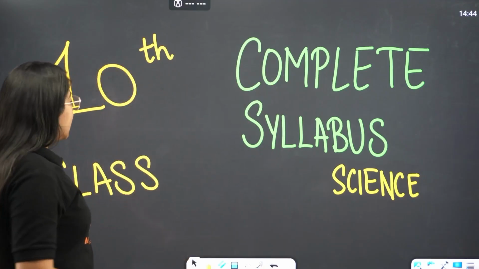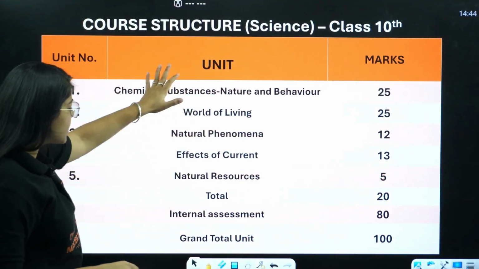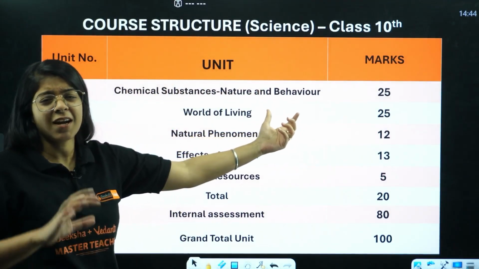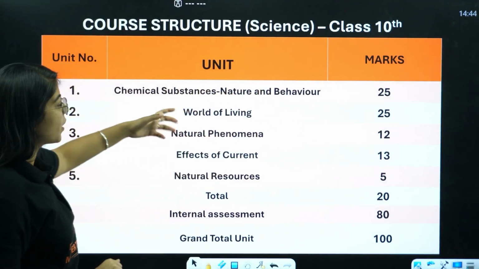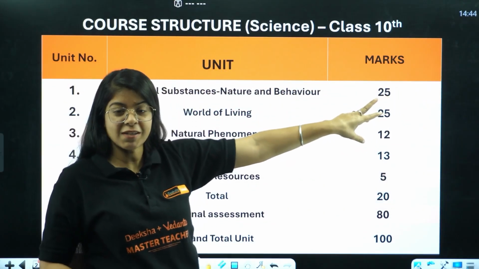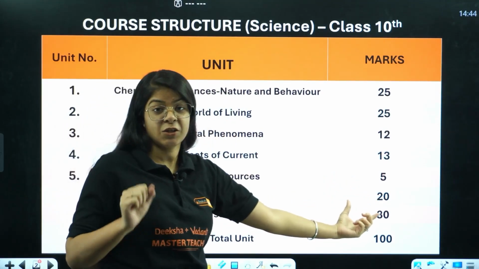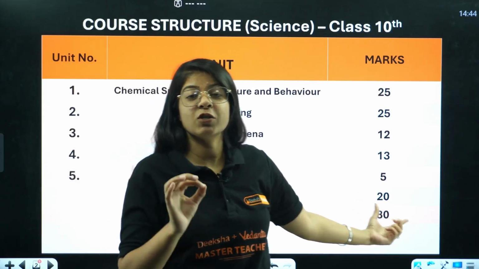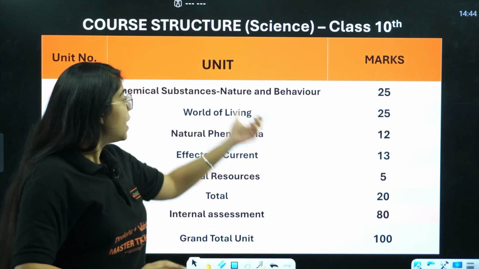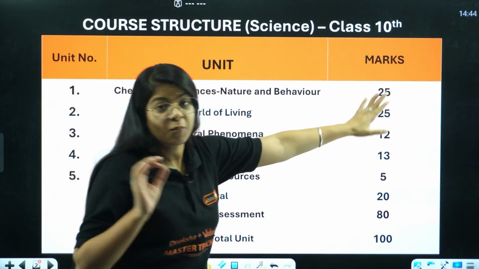To look into that, let's see what units we have. The syllabus of 10th class science is divided into a total of 5 units. You have chemical substances, nature and behavior. Definitely we can say it is chemistry. From chemistry you will be getting 25 marks. Total you have 100 marks. Out of that 100 marks, 20 will be your internal assessment. Now 80 is in your hand. 80 marks are the ones which you will get from studying these chapters, giving the theory paper. Now chemistry, first chemical reactions and substances, will come for 25 marks.